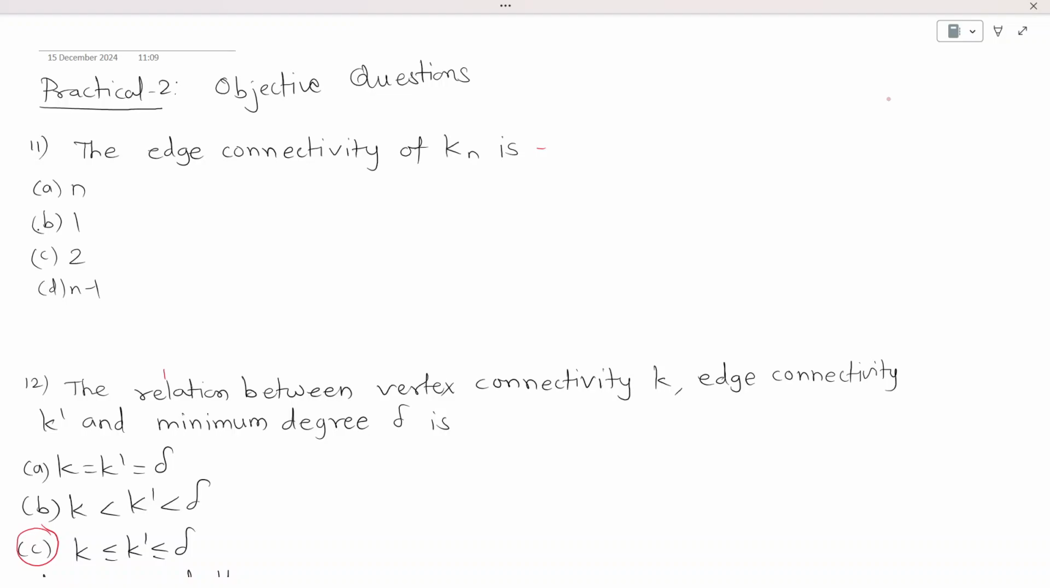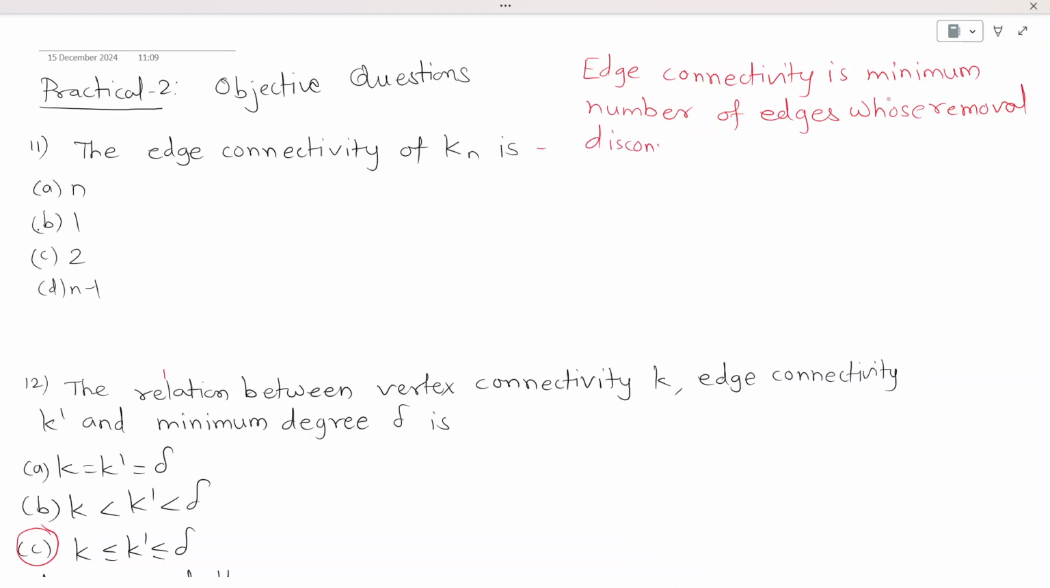In our last video, we have already discussed what is the edge connectivity of a graph G. But again I am writing: edge connectivity is the minimum number of edges whose removal disconnects the graph. So we want to calculate the edge connectivity of Kn.